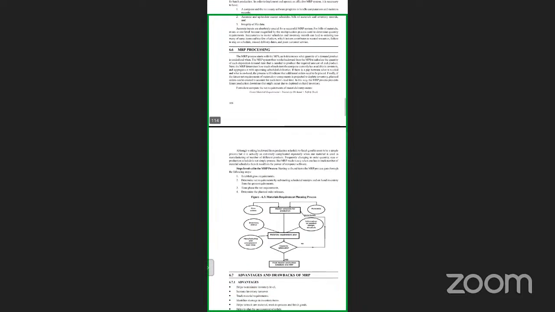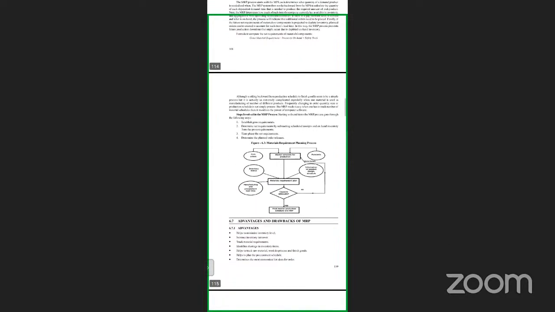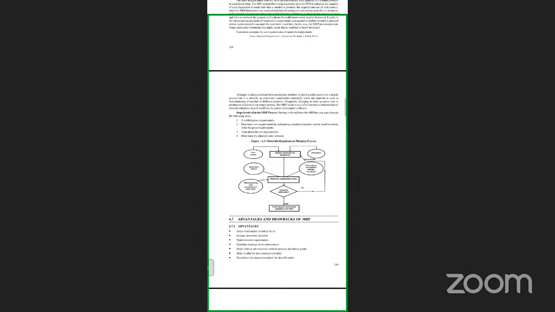And what is MRP processing? How does it actually take place? We can look at the image displayed in the form of a flow chart. Steps involved in the MRP process, starting with end items. The MRP process goes through the following steps: establish gross requirements, determine net requirements by subtracting scheduled receipts and on-hand inventory from the gross requirements, time phase the net requirements, and determine the planned order releases.